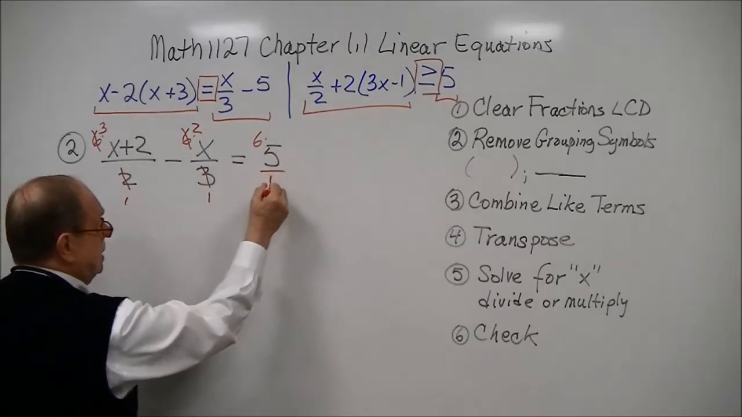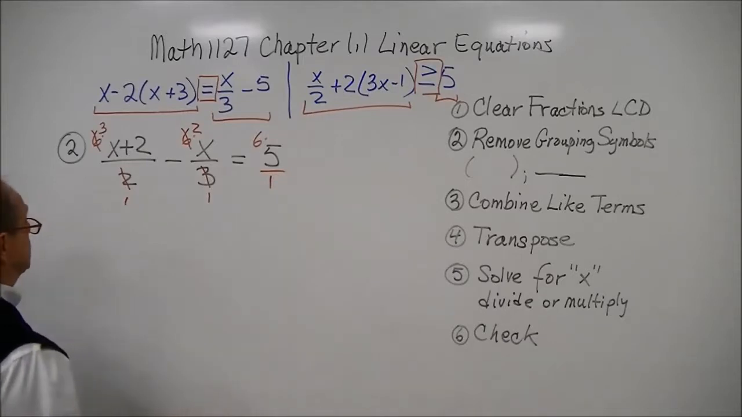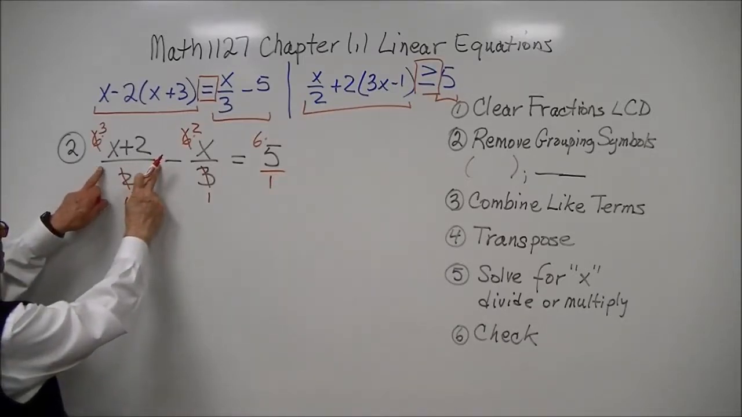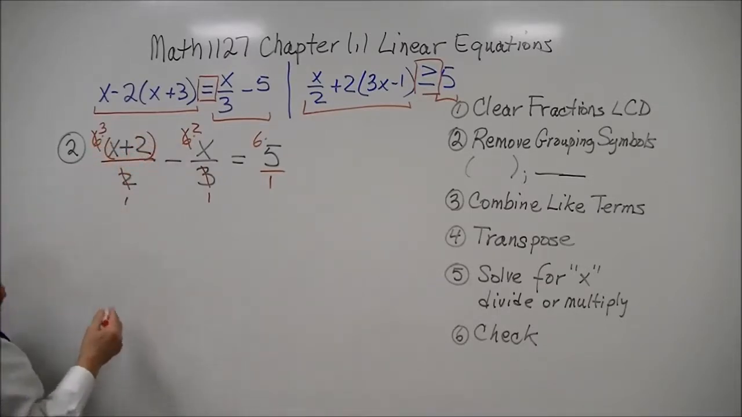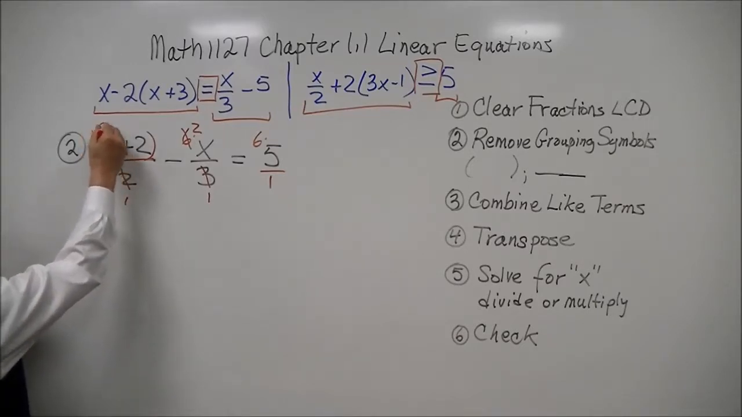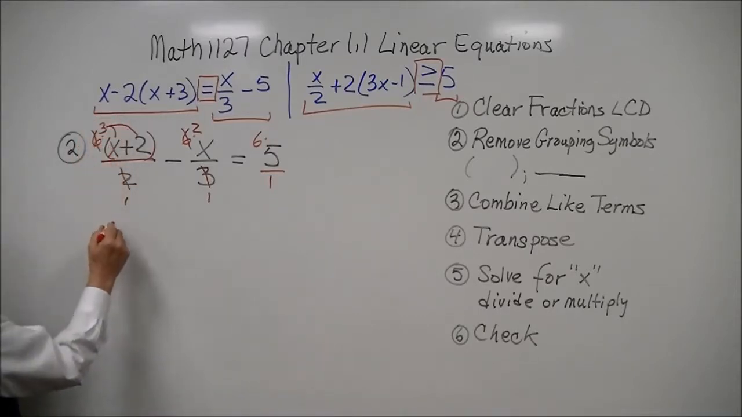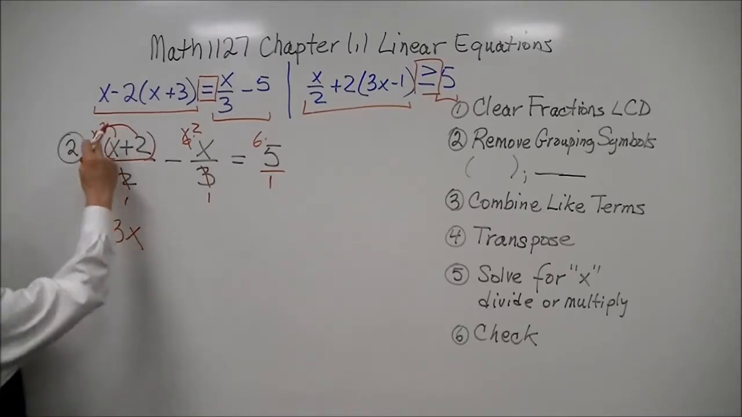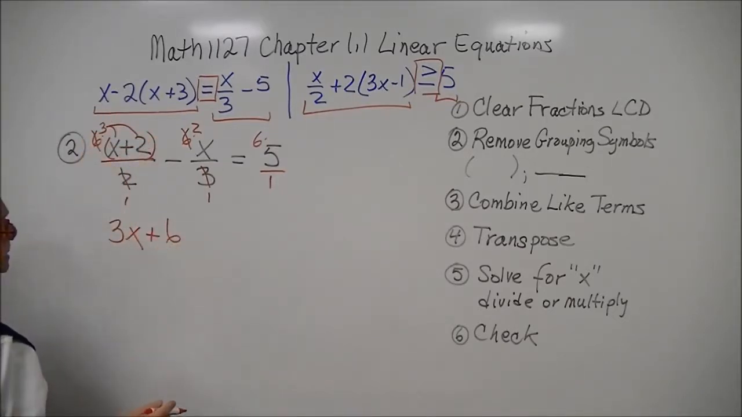Now, every number has a 1 underneath it. When it has that 1, we don't write it. So in a sense, we've gotten rid of the fractions. But now we have a grouping symbol, this division bar. I can put parentheses, because now I have to clear the parentheses by distributing that 3 to each term. So 3 times x gives me 3x. 3 times a positive 2, a positive 6.